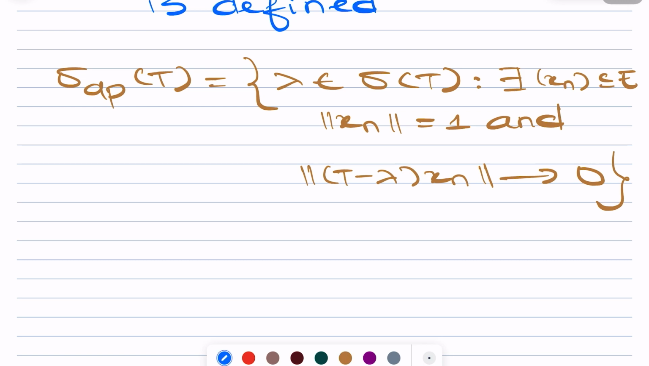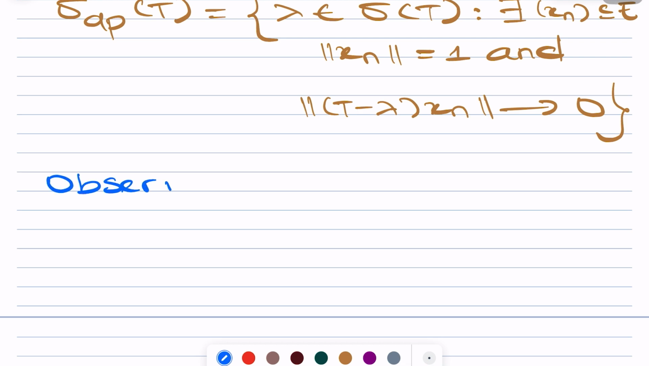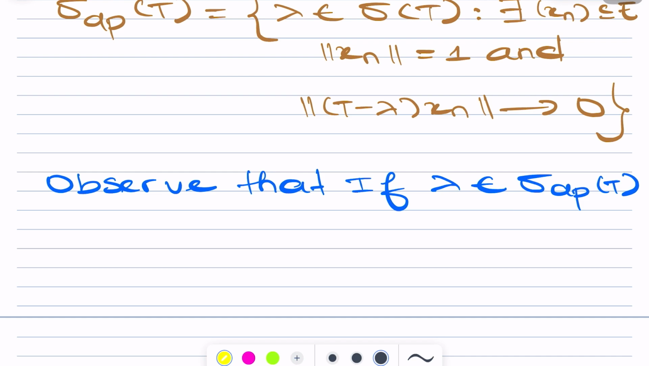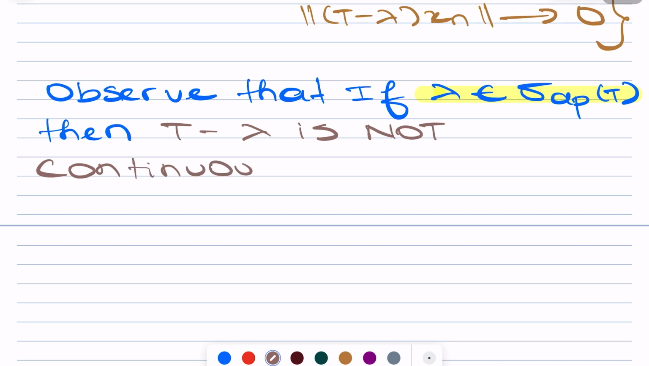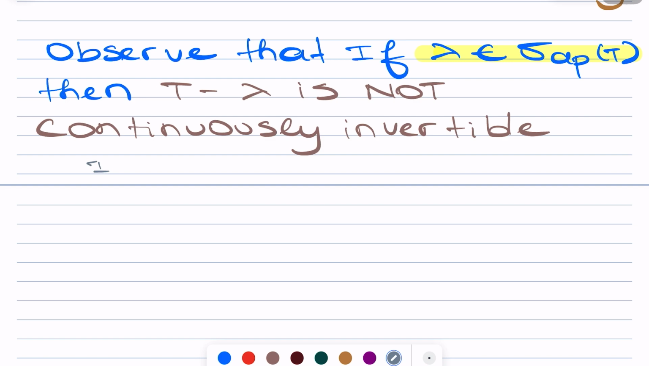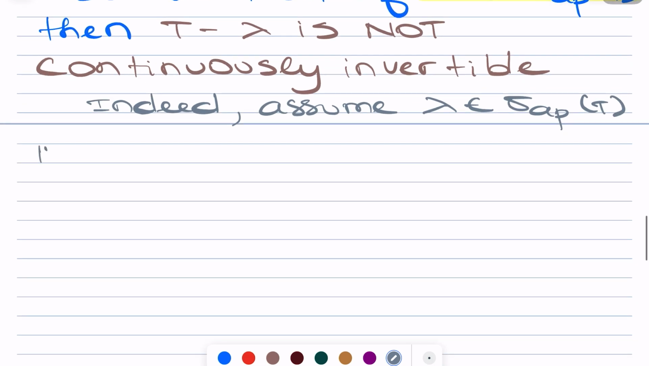Now I think it is easy to observe that if a lambda is in the approximate point spectrum, then T minus lambda is not continuously invertible. Well, let's have a short proof. Indeed, assume we have a lambda in the approximate point spectrum of T, which is a linear bounded operator. Then we have the operator norm of the inverse of T minus lambda.